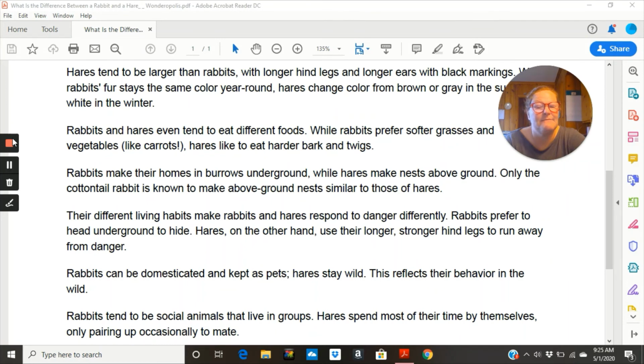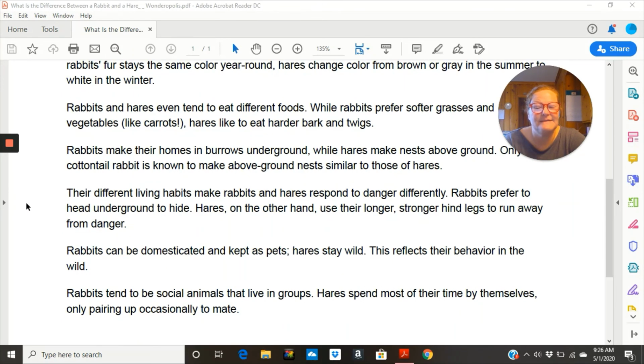Rabbits can be domesticated and kept as pets. What does domesticated mean? It means that they can become pets. But hares stay wild. This reflects their behavior in the wild. Rabbits tend to be social animals that live in groups. Hares spend most of their time by themselves, only pairing up occasionally to mate. Isn't that interesting? I found a lot of information in this short little text, and we're going to come back and talk about it with our Venn diagram.